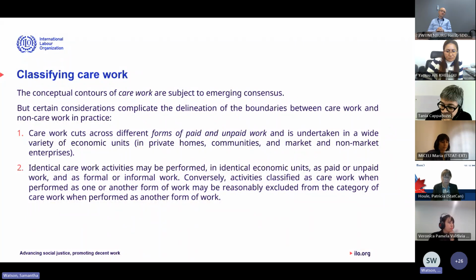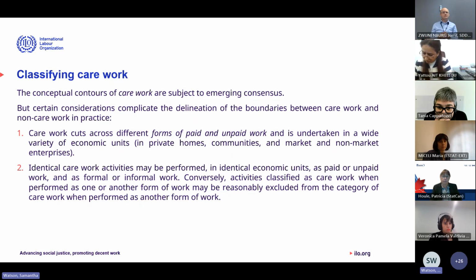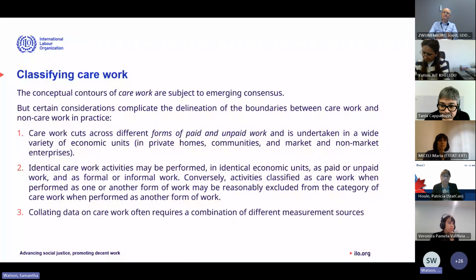So as I've said, care work cuts across different forms of paid and unpaid work, undertaken in a wide variety of economic units. Identical care work activities can be performed in identical economic units as paid or unpaid work, and as formal or informal work. And conversely, activities classified as care work when performed as one form of work may be reasonably excluded from the category of care work when performed as another form of work. Here we can think of things that would fall under unpaid domestic and care work. Patricia was talking of direct and indirect. It may very well be care work there if we're including indirect care work activities, but it perhaps wouldn't be classified as care work if it were performed in an employment relation.